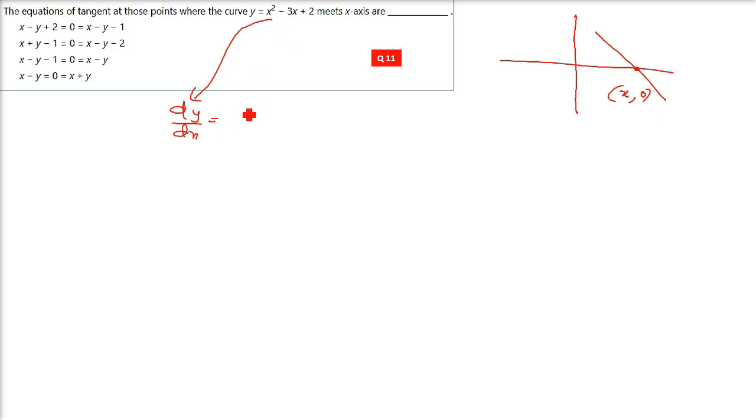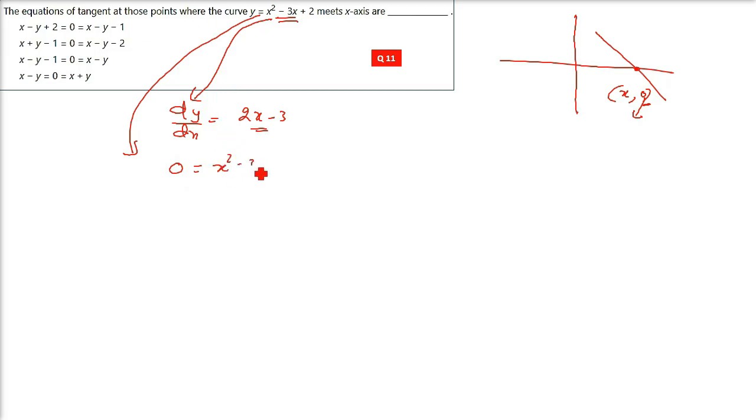Let's differentiate it. It will be 2x minus 3, and this 2x minus 3 is the slope. We are going to use it just now because we need the equation of the line. We just have x and y as 0. Since we have y equals to 0, we can find out the value of x. I am saying y is 0, so let us put y as 0.